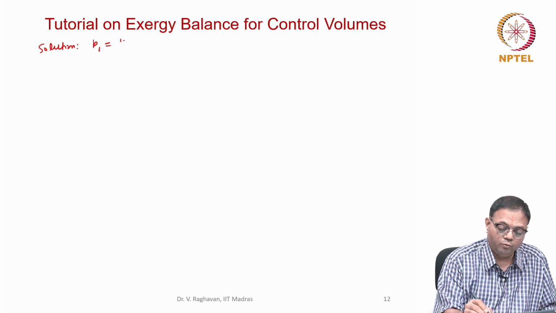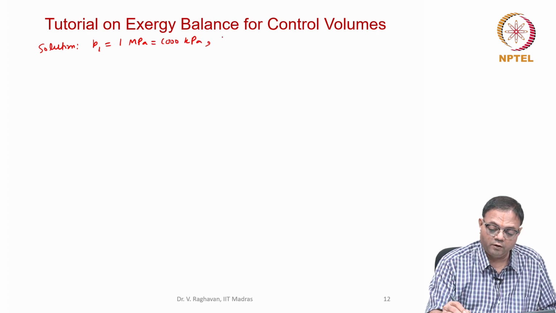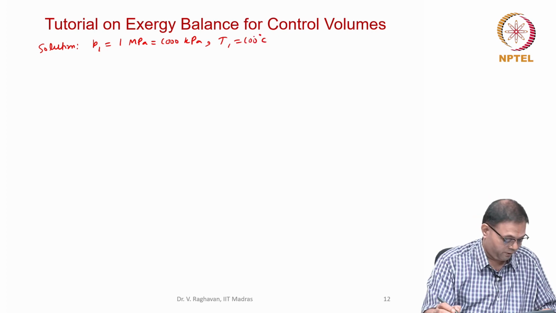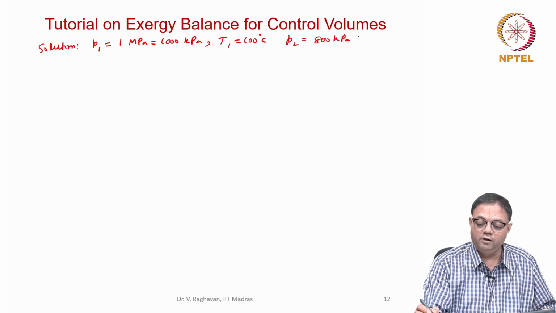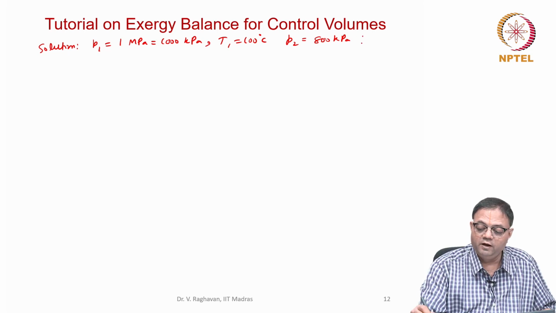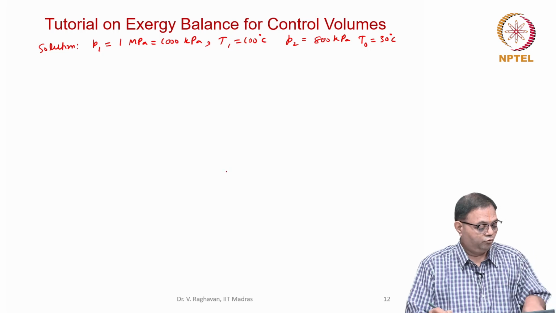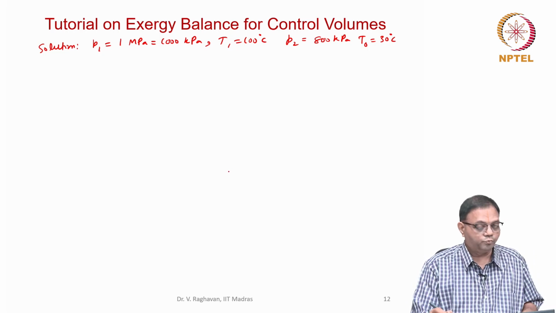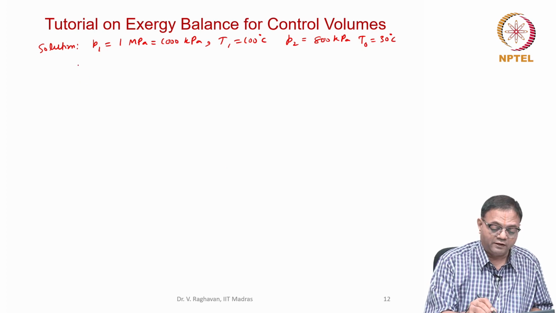P1 equal to 1 megapascal, which is equal to 1000 kilopascals. T1 equal to 100 degrees centigrade. We have just seen that this is a superheated vapor state. P2 equal to 800 kilopascals. Only one property is there, so I cannot straight away fix the state, and the ambient temperature is given as 30 degrees centigrade. So, now let us take the values.